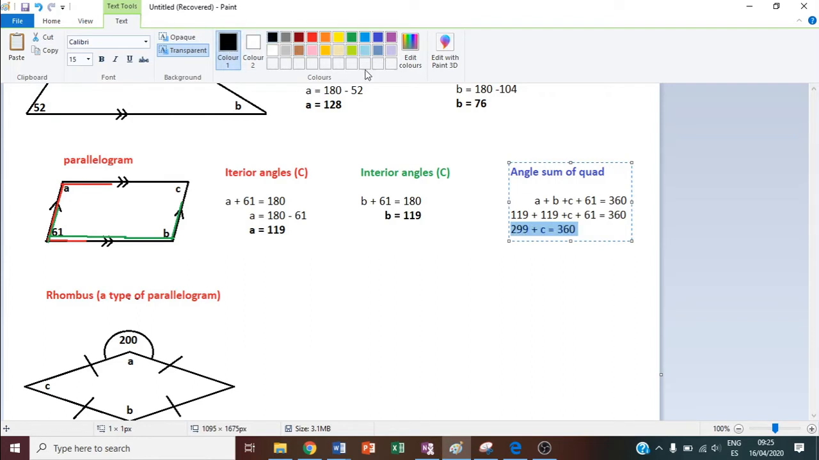Oh, I don't know why this isn't going the color I want. There we go. And let's shift that over because again, I like them lined up. That means that C on its own has got to be 360 minus the 299. C equals 360 minus 299, which means C on its own is going to be 61. C equals 61.